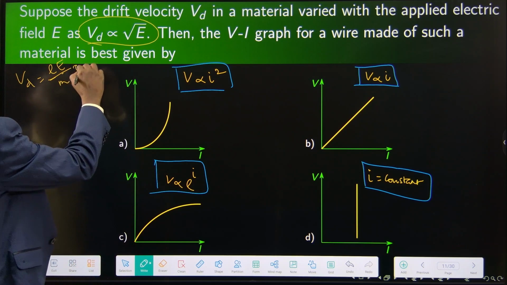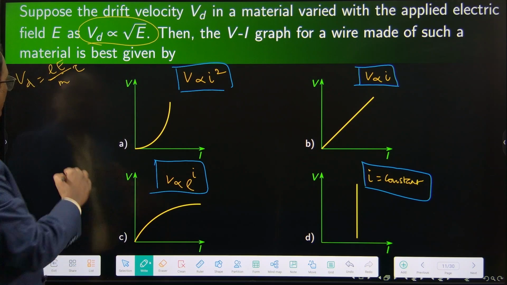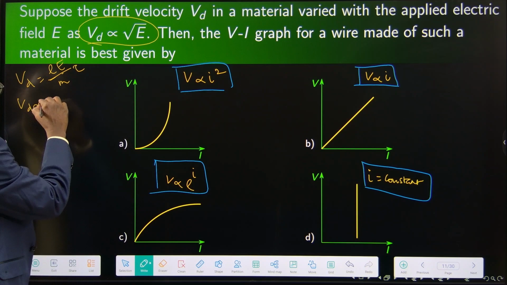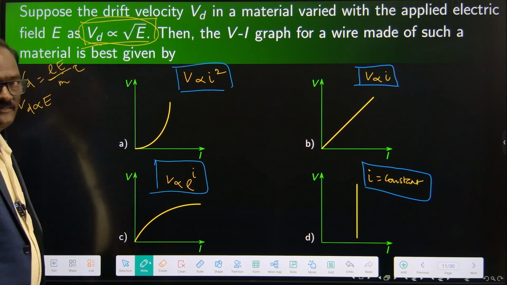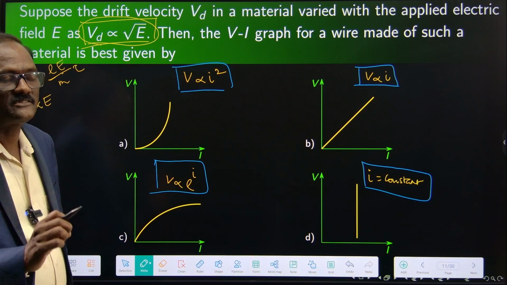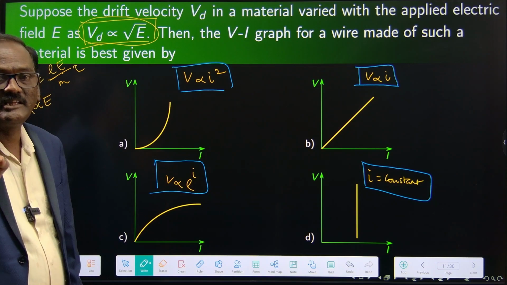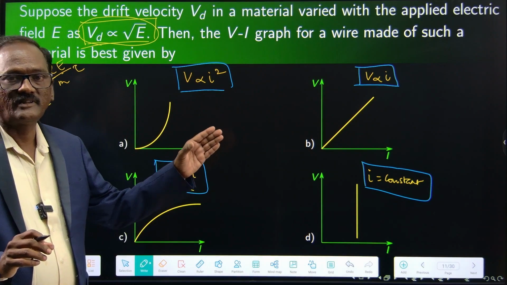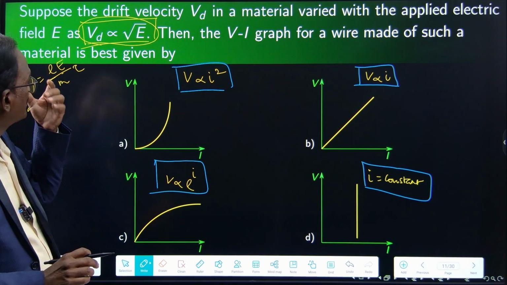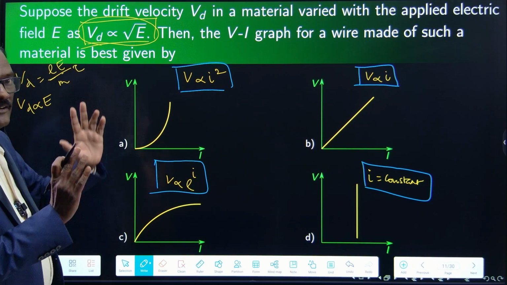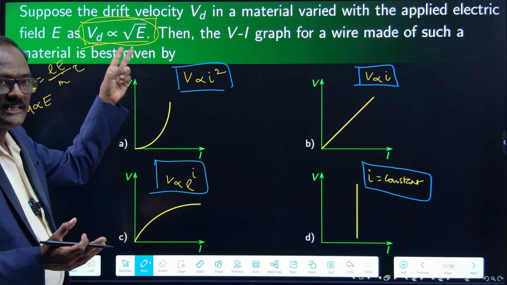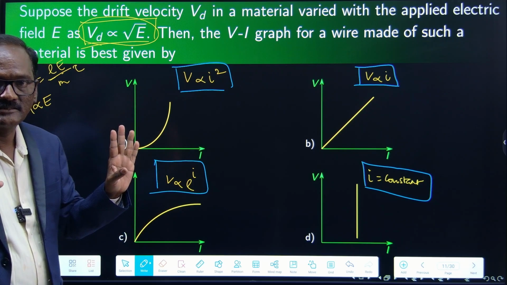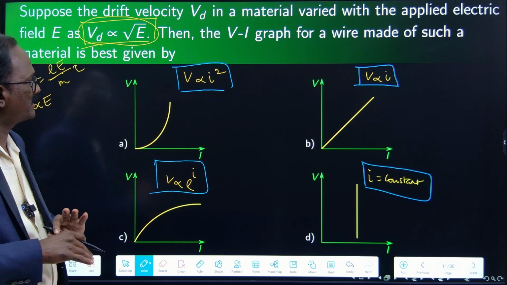E equals m by tau, so this is directly proportional. Vd is in fact directly proportional to E, but they are giving this condition. If you assume Vd is proportional to root E, what is the shape of the curve between voltage and current? So we have to find an alternate equation, replacing Vd and E with voltage and current. Then we can choose our best answer.